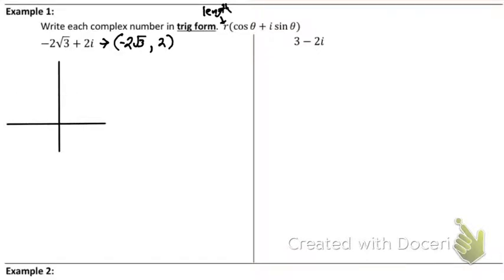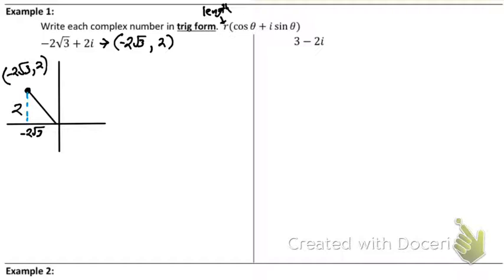A graph of that is going to go negative first and then up 2, so it's going to be somewhere about here. We'll call that the point negative 2 square root of 3, comma 2. Which means this triangle has a height of 2, and the base is negative 2 square root of 3.